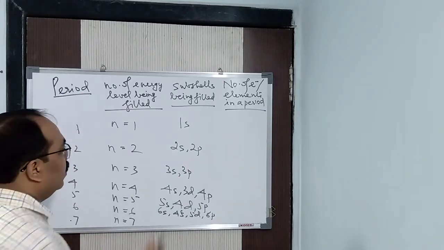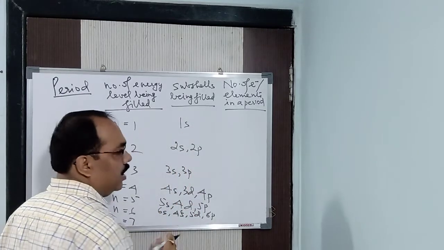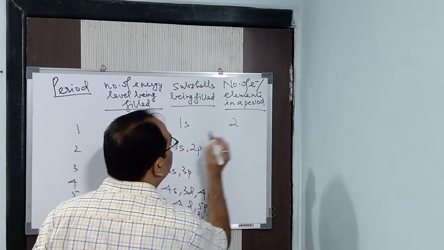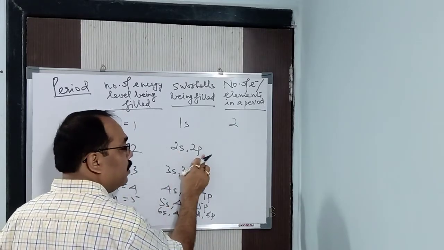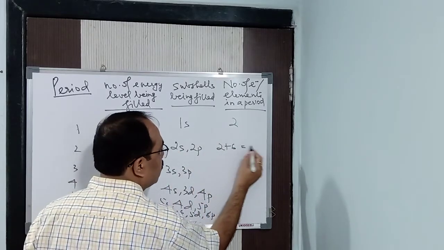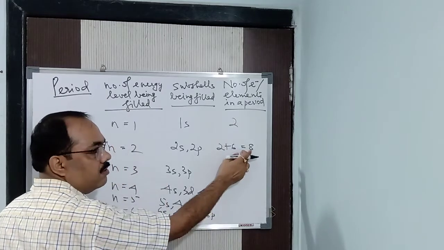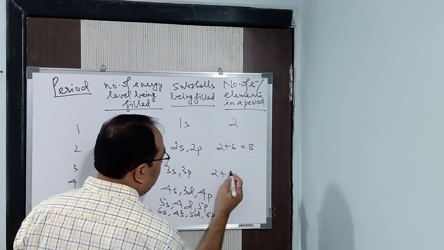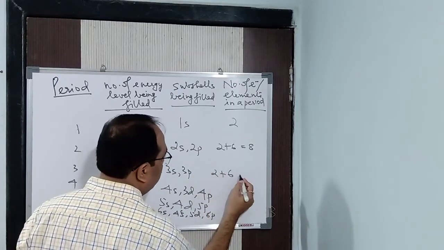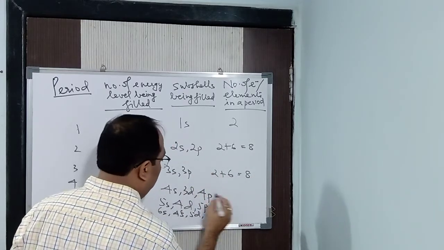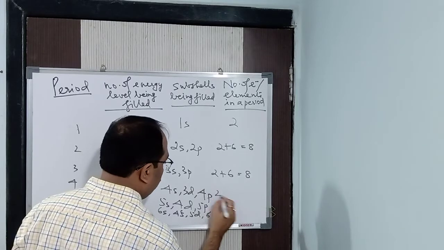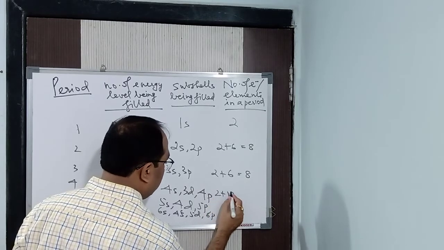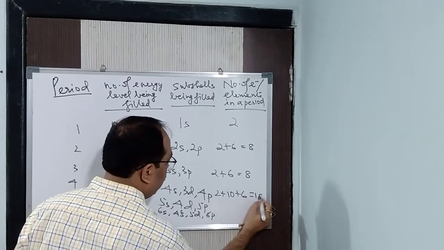Now you see it here. Now S subshell, maximum how many electrons? 2. So write it 2. Now here S subshell 2 and P subshell 6. So 2 plus 6 is how much? 8. The second period consists of how many elements? 8. Now third shell, again S and P. S is maximum 2, P is 6. So it is 8. Now fourth, you see S is 2, then D is 10 and P is 6. So it is what? 18.